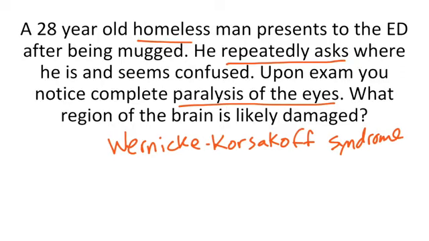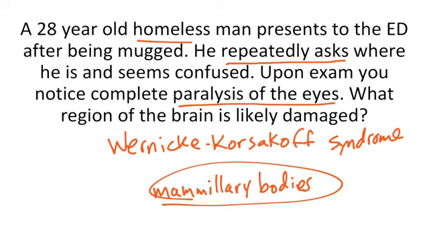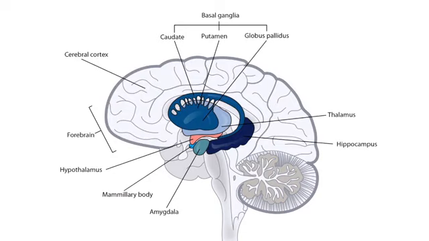It's high yield to remember that in this syndrome, the mammillary bodies are damaged. And this explains the memory loss and the confusion. So again, the mammillary bodies are most likely damaged because this patient has thiamine deficiency. From figure 8.4, we can see the mammillary bodies right here. Okay, let's do one more question.